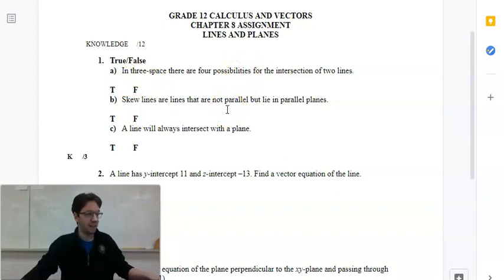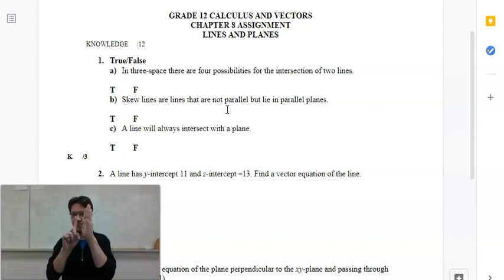Part B says skew lines are lines that are not parallel but lie in parallel planes. Yes, that is definitely true. That's what skew lines are. Part C, a line will always intersect with a plane. No, definitely false. You can have a plane like this and a line like that. That will not intersect.